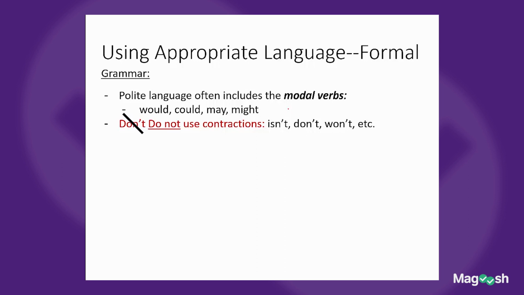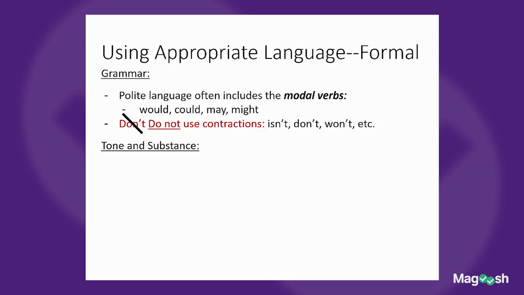Okay, another tip here, don't use contractions, okay? In your formal letters, you should avoid these contractions, don't or isn't, won't, okay? These are considered informal writing. You should spell them out completely, okay? That is going to be a much more formal way of writing words that might be typically contracted.